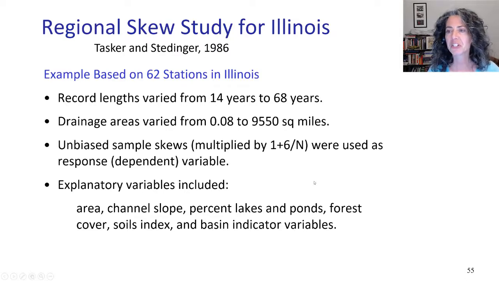So here's a regional skew study from back in 1986 that shows us some important points. This was based on 62 stations in Illinois, drainage areas up to almost 10,000 square miles. The explanatory variables used were area, channel slope, percent lakes and ponds, forest cover, soils index, and some basin indicator variables that just said it's either this basin or it's not.